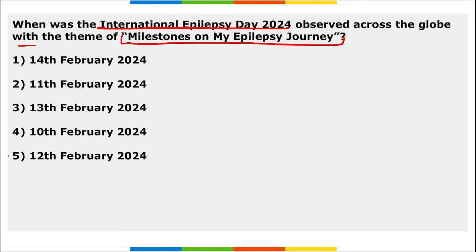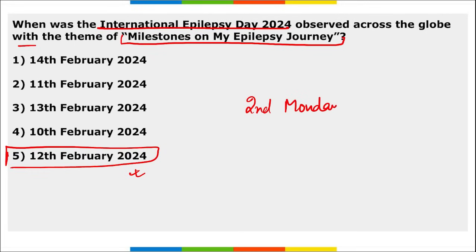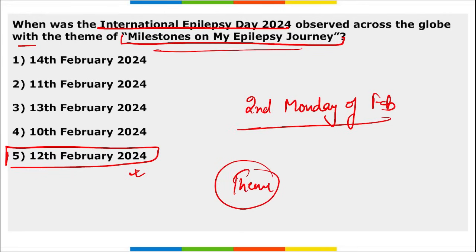So, on 12th of Feb, we observe International Epilepsy Day. Correct? In 2024. Generally, this day is observed on the second Monday of Feb month. Correct? And this year in 2024, it was on 12th of Feb. Then there is a theme that you can remember. Theme being Milestones on My Epilepsy Journey.